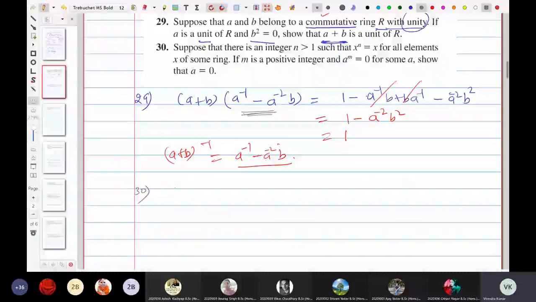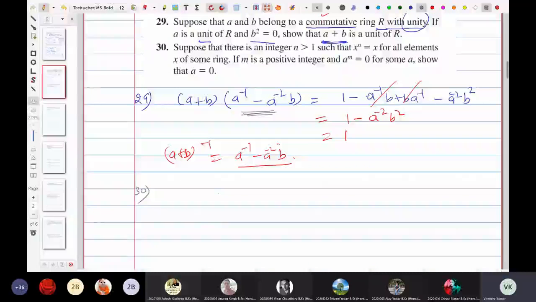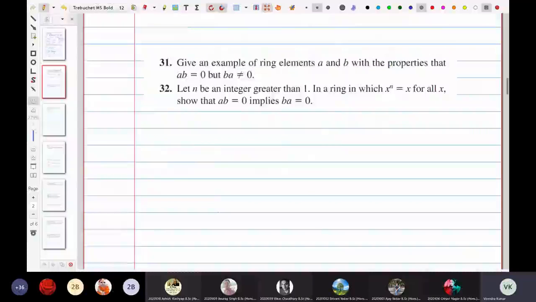Next, you can try the 30th question yourself. If you are not able to do it, then let me know and I'll tell you. Question number 31: give an example of a ring with elements A, B with the property that AB equals 0, but BA is not 0.